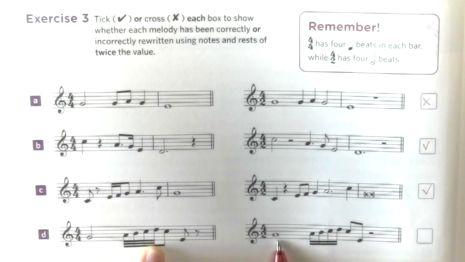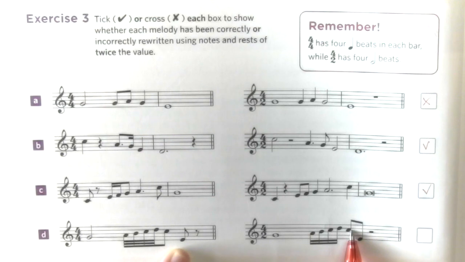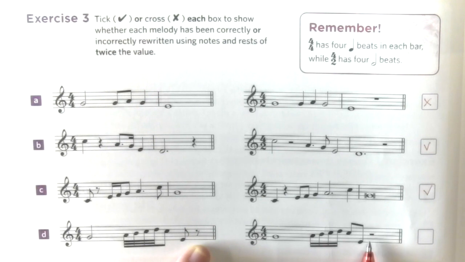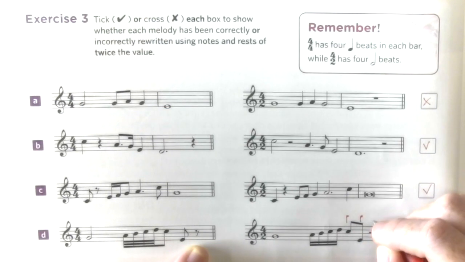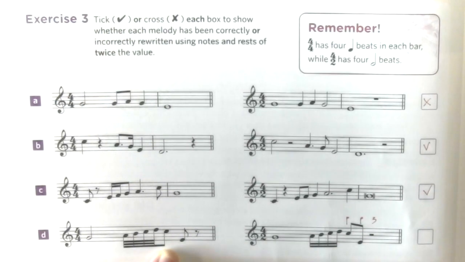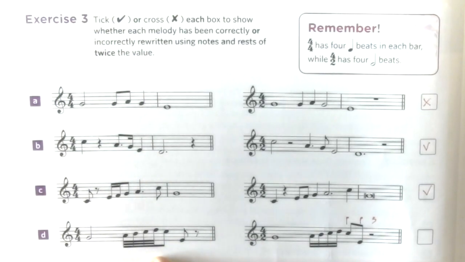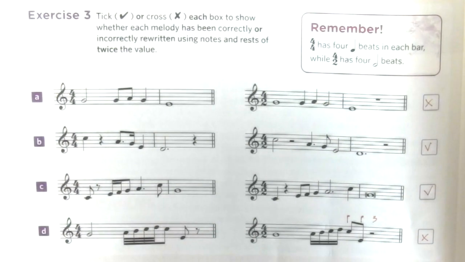4 demisemiquavers become 4 semiquavers. Here we are. 1 quaver becomes 1 crotchet, and this is not correct. 1 quaver becomes 1 crotchet, this is not correct. And a quaver becomes a crotchet. So the correct version here would have been this: crotchet, crotchet, crotchet, 3 crotchets. So this is incorrect. Done. Shall we move on to the next one?